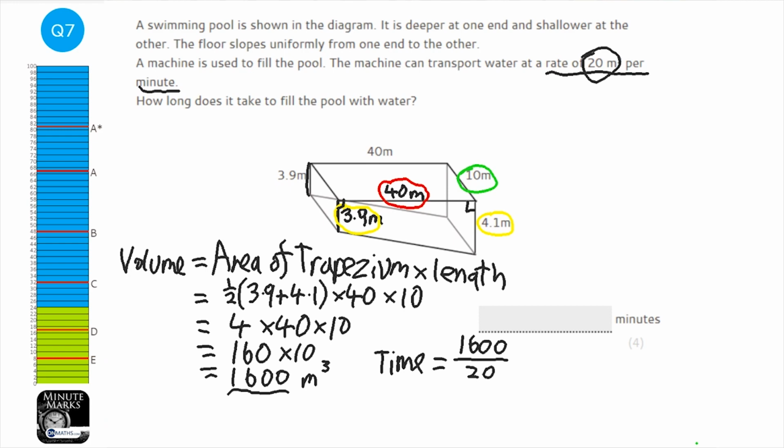When you write it as a fraction, what you can do is just divide top and bottom by 10, so it becomes 160 over 2, and then divide top and bottom by 2. So it's 80 over 1, and 80 over 1 is just 80. So it's going to take 80 minutes. Now you could do this other ways. If you had a calculator, obviously you just divide it on the calculator, or you could do the bus stop method. Although I think with this one the fraction method is much easier.